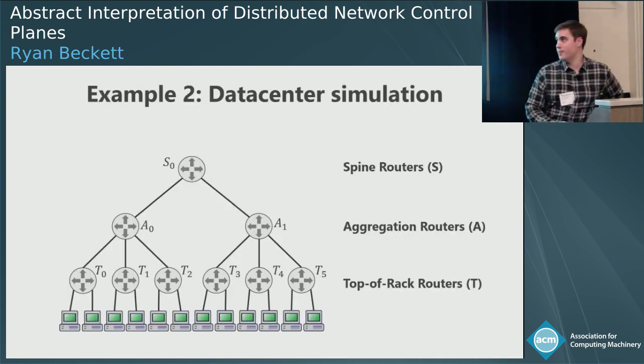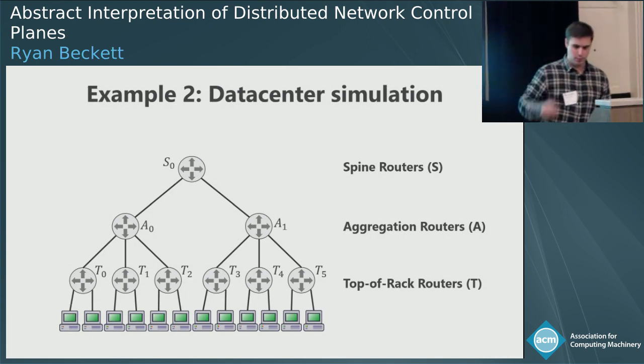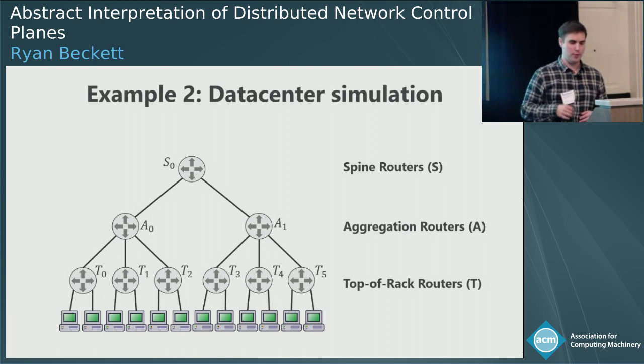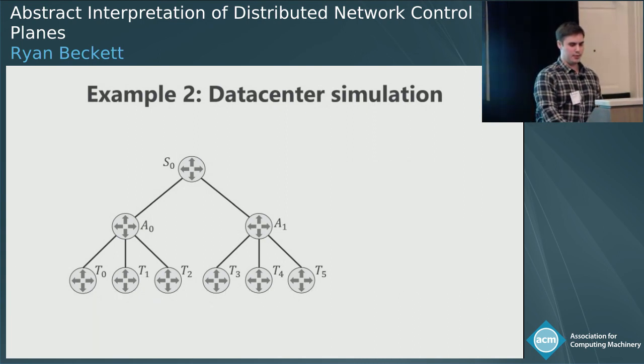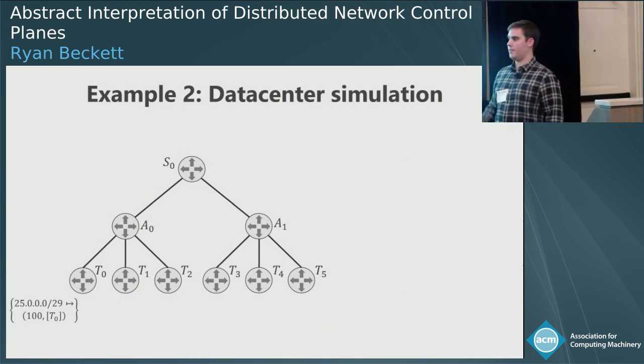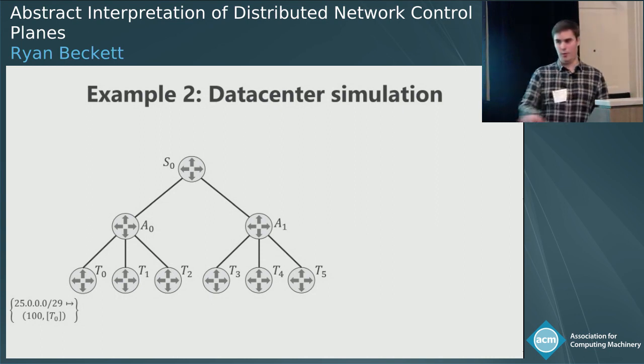So to show why this matters on a more realistic example, this is a data center network, which is used quite commonly in industry to connect large numbers of servers together. And it's shaped in a tree-like structure for performance and cost reasons. And similar to before, now each router at the bottom layer would advertise a subnet for the servers below it, and it'll advertise a similar type of route. I've thrown away the tags for simplicity.